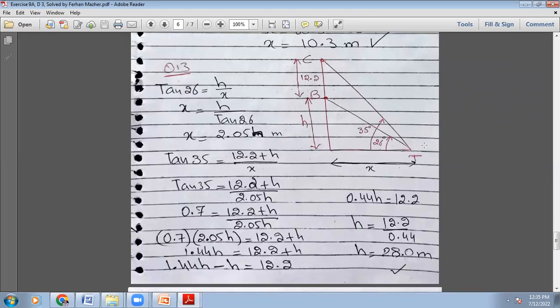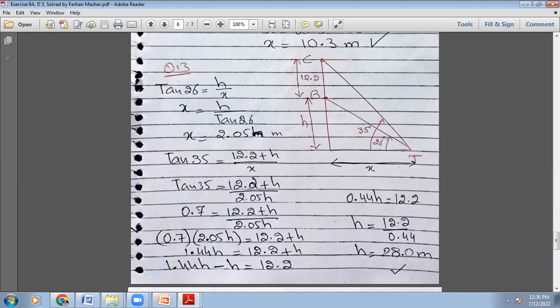So I will apply tan on this smaller right angle triangle. Now there are two variables, x and h. So tan 26 will be equal to h by x. So x will be equal to h divided by tan 26. x is equal to 2.05 h. Then I will apply the tan on this big right angle triangle.